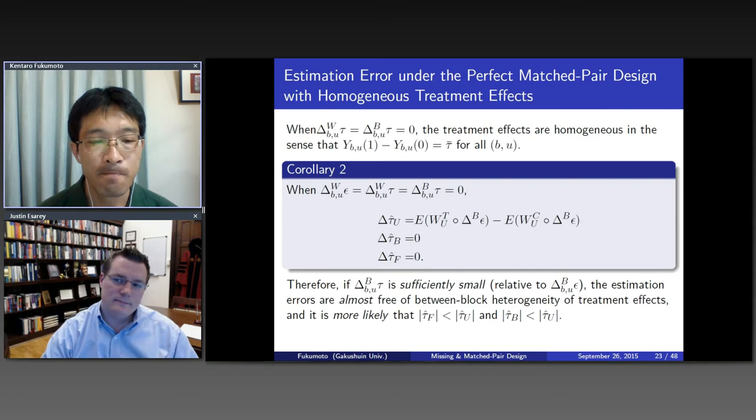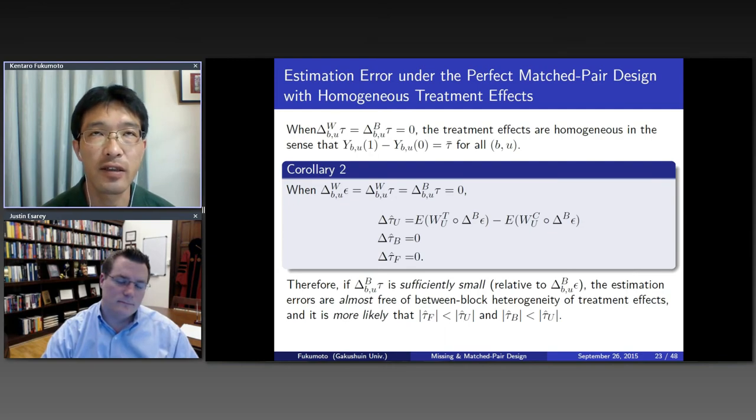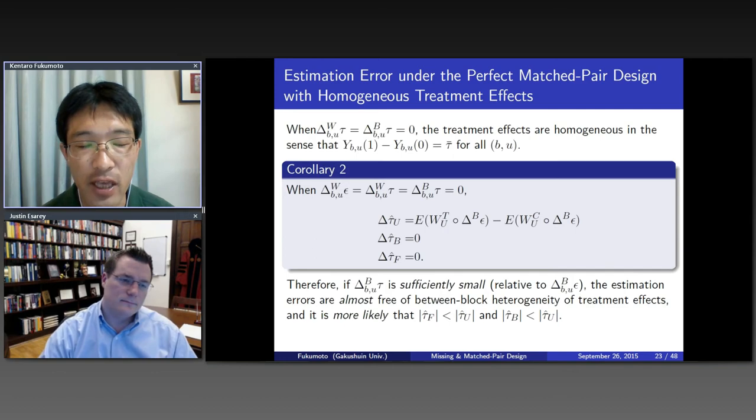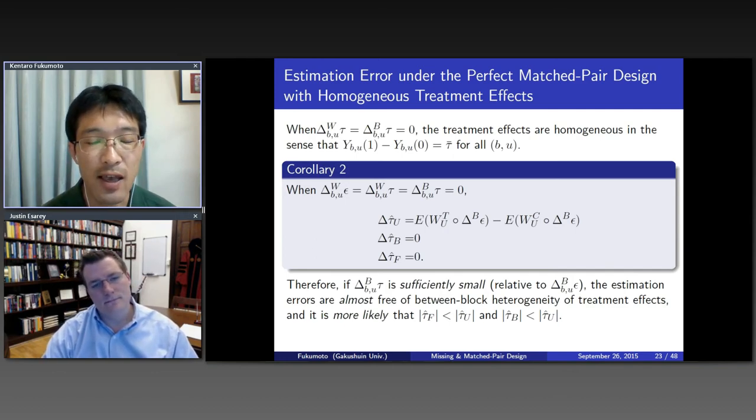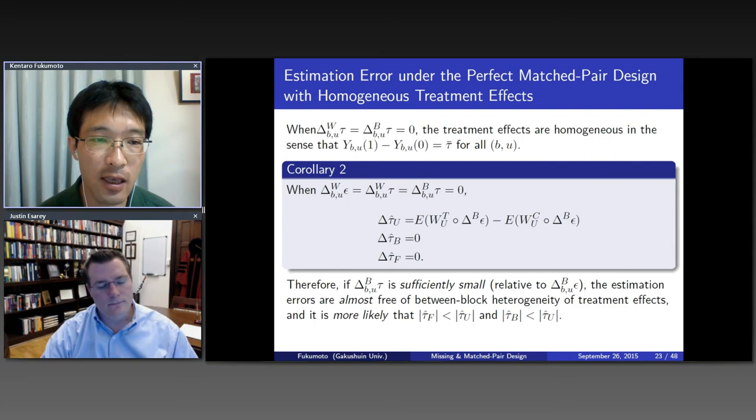Yeah, even though the treatment effects are not perfectly homogeneous, if the heterogeneity is not so large, in that case the merit of the superiority of the blockwise estimator remains. I can't come up with any situation where the unitwise deletion estimator is better than the blockwise estimator, unfortunately.